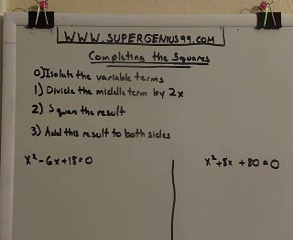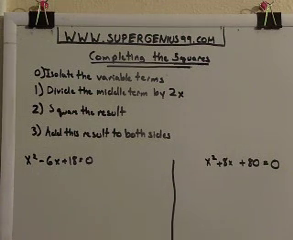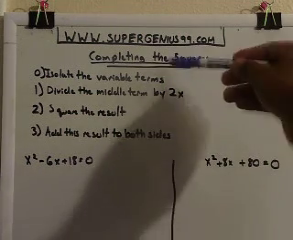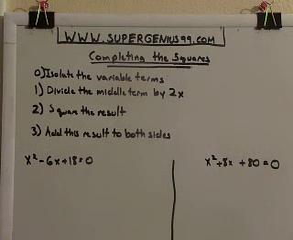Okay, so there's three basic steps to completing the square, and then a fourth one is kind of like the initial step. So let's look at it. First, you want to isolate the variable terms. Then you divide the middle term by 2x, or whatever the variable is. Square the result, and add this result to both sides.